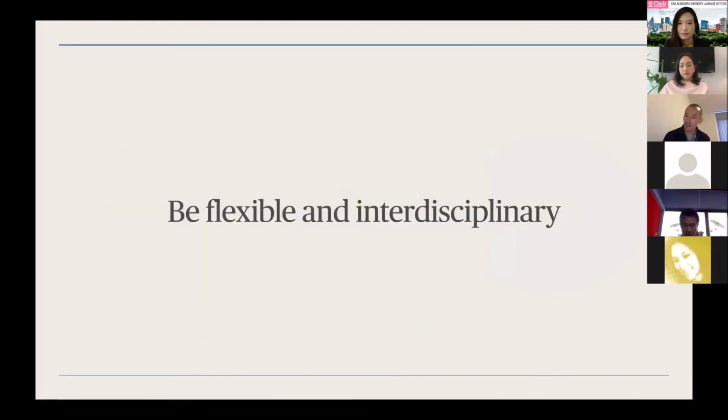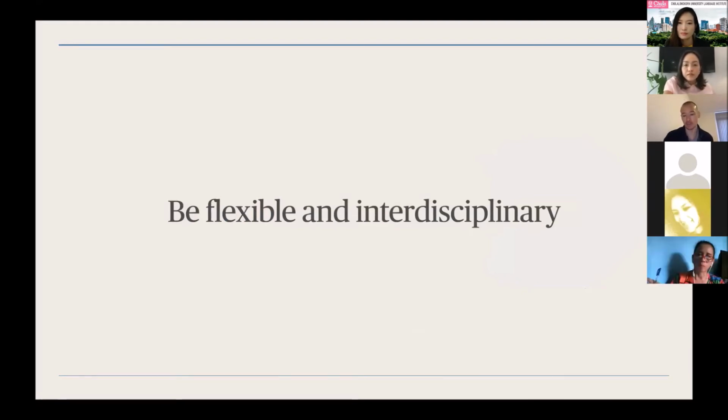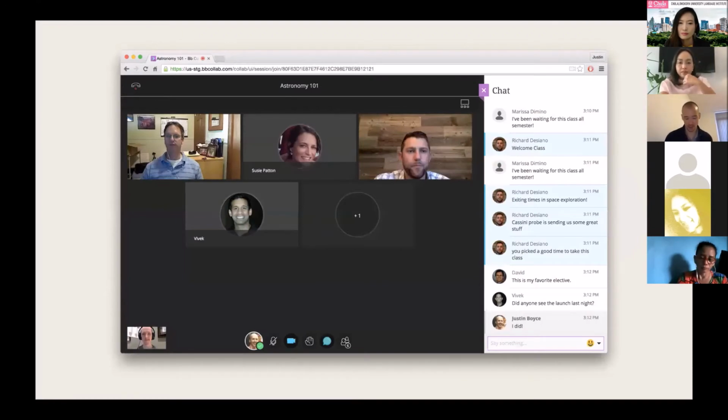Okay, and related, be flexible and be interdisciplinary. We can't be interdisciplinary and flexible without establishing a foundation. And when we're thinking about classroom discourse research, we think about the online learning that we've all been engaging in.